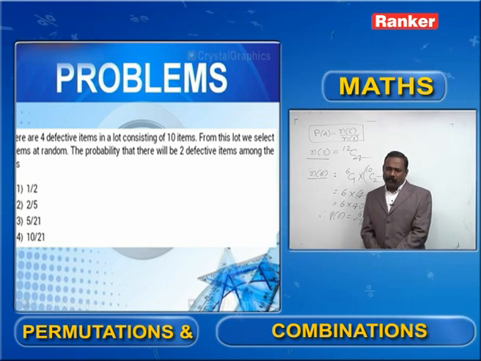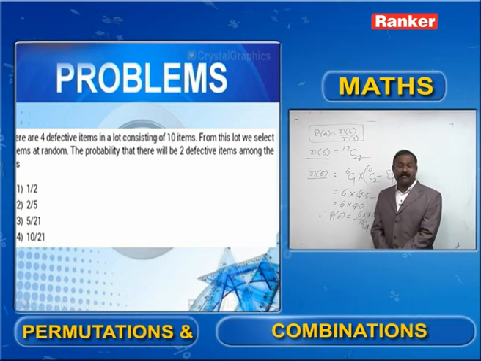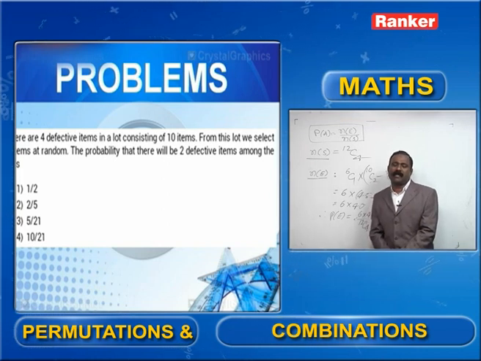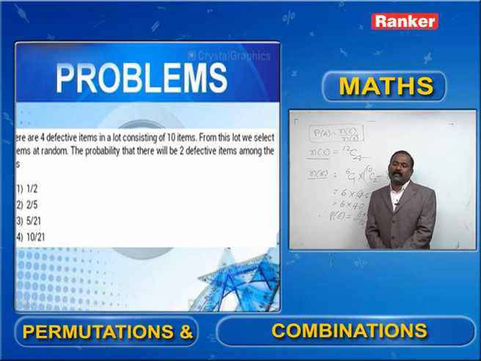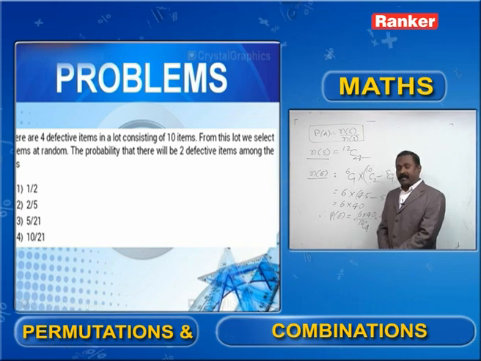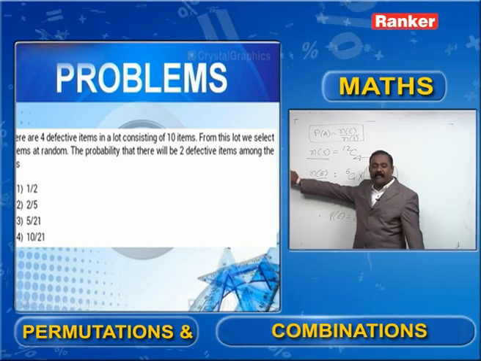From this lot we select 5 items at random. How many items are chosen? 5 items are chosen at random. The probability that there will be 2 defective items among them is... Understand that carefully.